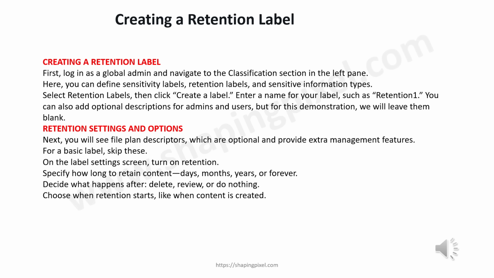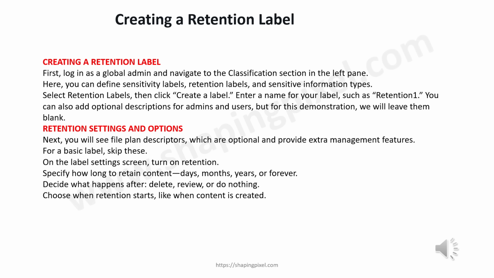First, log in as a global admin and navigate to the Classification section in the left pane. Here you can define sensitivity labels, retention labels, and sensitive information types. Select Retention Labels, then click Create a Label. Enter a name for your label, such as Retention 1. You can also add optional descriptions for admins and users, but for this demonstration, we will leave them blank.